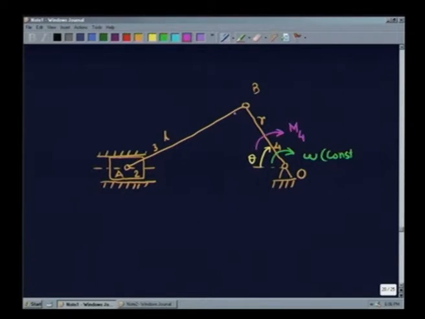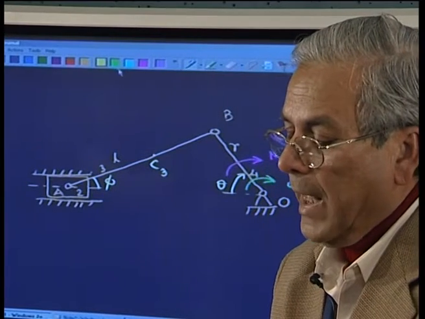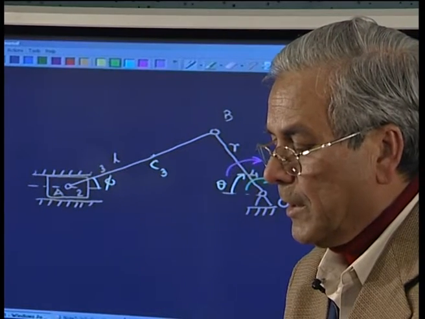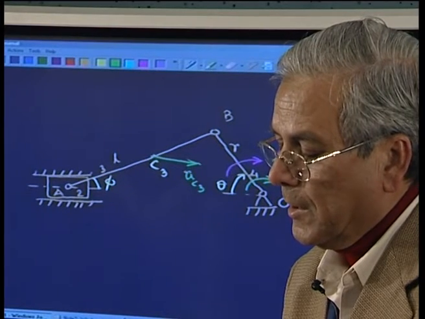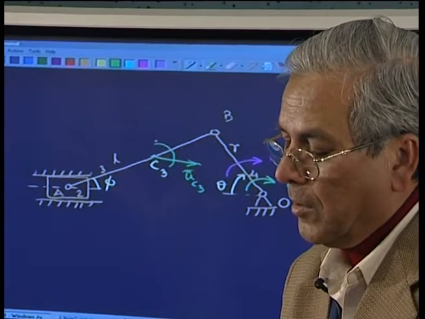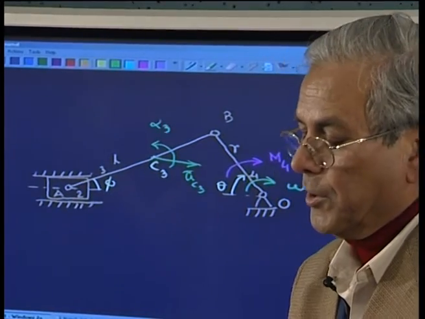That is why I am explaining the procedure for finding out the loading on this connecting rod. The first step in solving this problem is to determine the linear acceleration of the center of mass, which we call AC3, and the angular acceleration of this link, which we call alpha 3. That is a problem of kinematics, which we have solved many times, and we can find these quantities once the velocity is given.